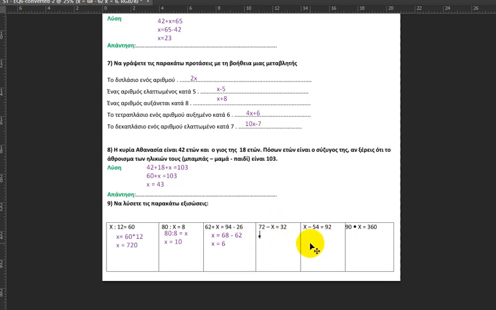72 minus x equals 32. Means that 72 minus 32 equals x. So x equals 40. x minus 54 equals 92. So x equals 92 plus 54, which means that x is equal to 146. 90x equals 360 means that x is equal to 360 divided by 90. So x equals 4.